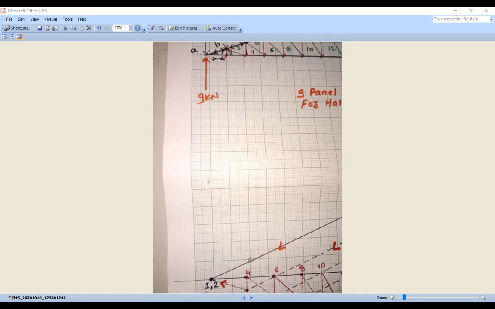Similarly, measure the length of the 3-4 member. The 3-4 member has length 0.6 centimeter, so it is 0.6 kilonewton. Similarly, the 4-5 member has length 1.9 centimeter, so it is equal to 1.9 kilonewton. The 5-6 member, length is 1.2 centimeter, so that is 1.2 kilonewton. Similarly the 6-7 member, 2 centimeter, 2 kilonewton. Like this, for each and every member you are able to calculate the force in that particular member. So this is all about dead load analysis in case of truss.